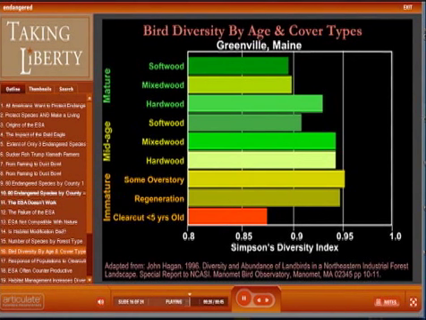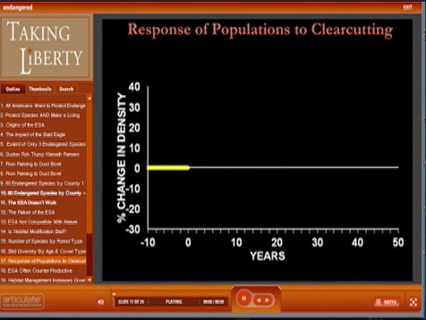A different group of species occupies each age class, so that in total there is much greater diversity across a number of age classes and forest types resulting from timber harvest than would occur if these forests were protected from all harvesting, which is something environmental NGOs demand.